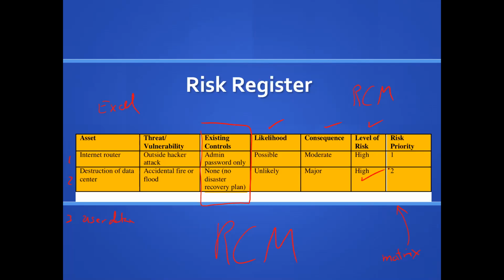Now, if you have a situation where the likelihood is unlikely and the consequence is minor, then the level of risk you might expect would be quite low. All right. And then based on that information, you can assign risk priority. So you can start assigning the priority of each item. Okay. All right. So this is one of the most important slides of this lecture today.